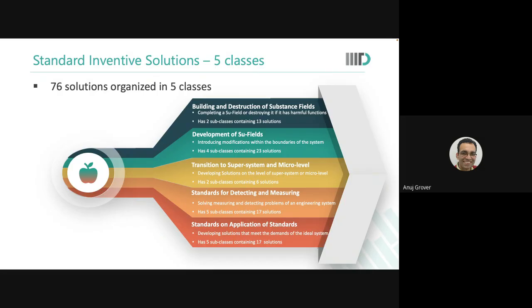He did a classification. The first category is building and destruction of substance fields. So in many systems, two substances interact and one substance kind of is dissipated. Or two substances interact, a third substance gets created. This happens in many systems. Or when your two substances interact, a sound comes.